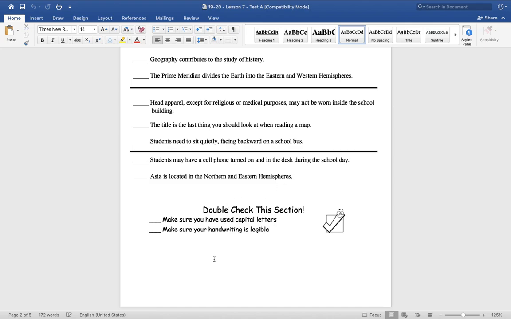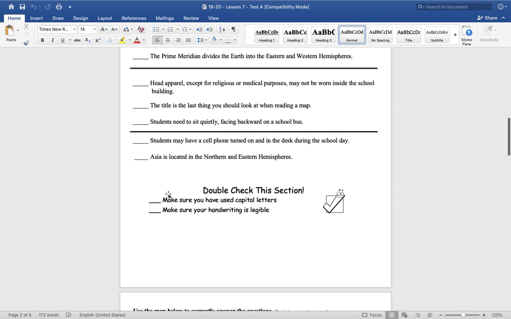Make sure you double check this section before you move on. Make sure you have used capital letters to show either a capital T or a capital F. And make sure your handwriting is legible. That means I can tell the difference between your capital T and your capital F. Once you have double checked this section, you can move on.